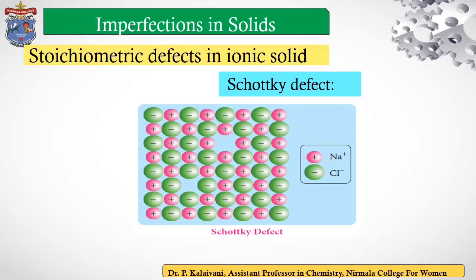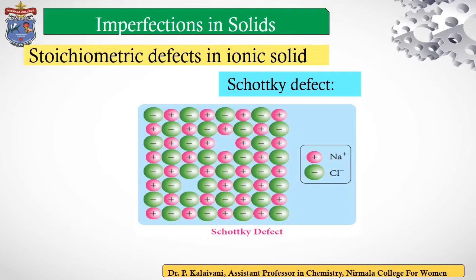Since the number of cations and anions that are left in the crystal even after the missing of cations and anions is the same, the crystal remains electrically neutral. But if we consider the density of an ionic crystal having Schottky defect, it decreases. This is because of the missing of cations and anions. Generally, this defect occurs in highly ionic crystals having high coordination numbers and the equal size of cations and anions.